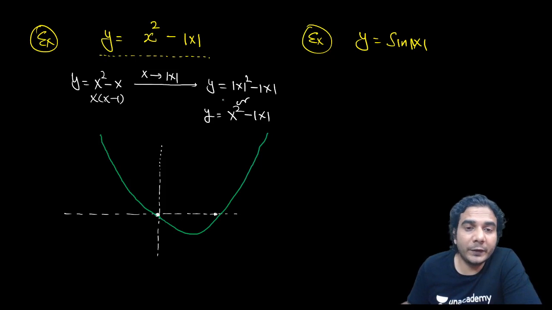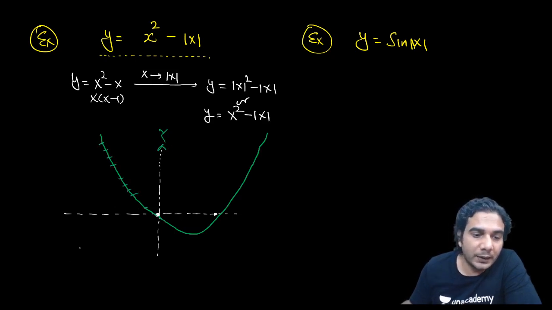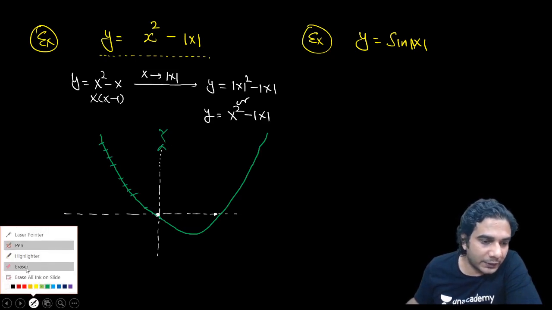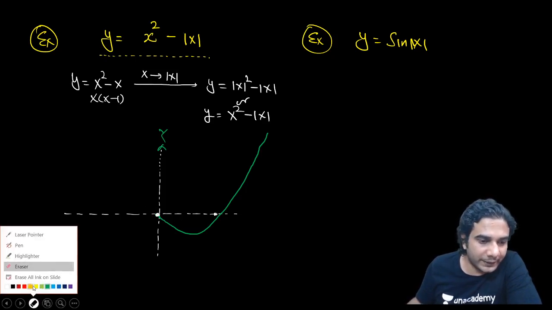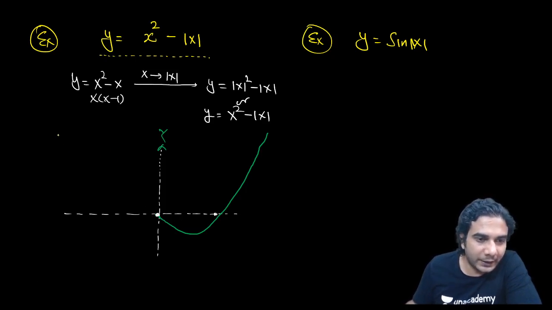Now, when you're replacing x by mod of x, you remove the portion of the graph which lies on the left side of y-axis. So you need to remove this portion. Okay, so we'll remove this portion and we'll take the mirror image. So first you remove this. So I've removed this portion, all right. And now take the mirror image of this remaining graph. So if you take the mirror image of the remaining graph, it will be like this. And obviously this part will also be there.